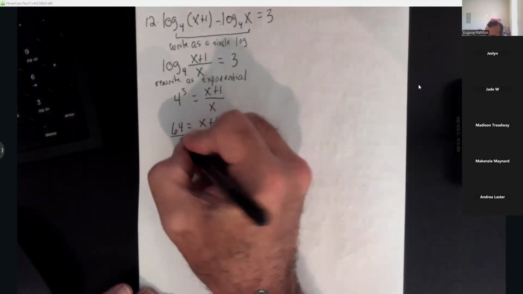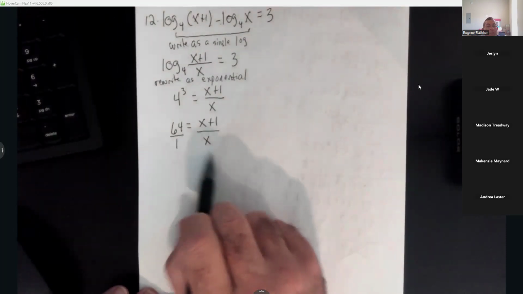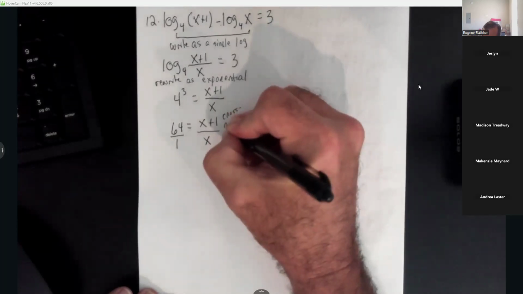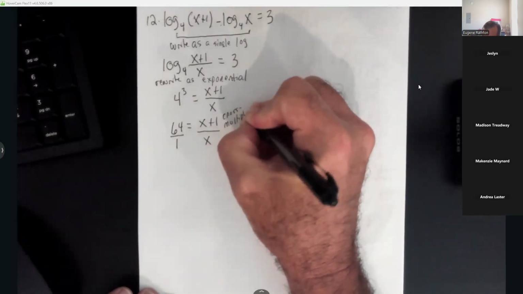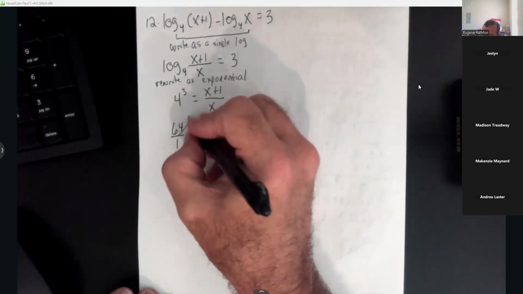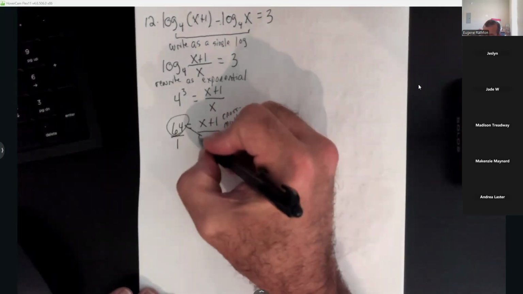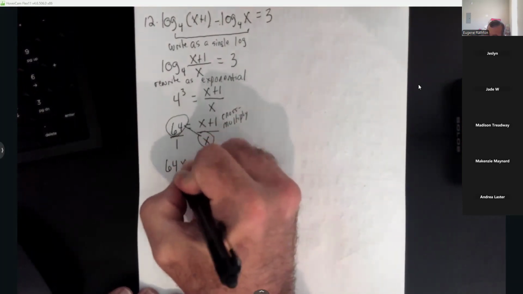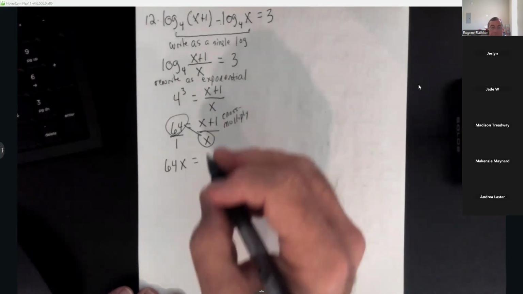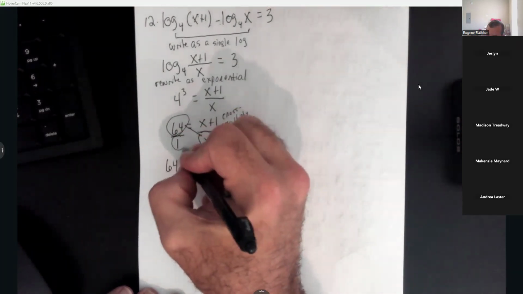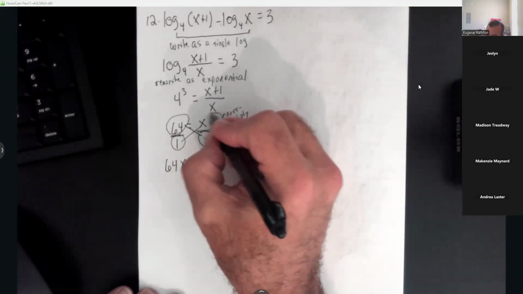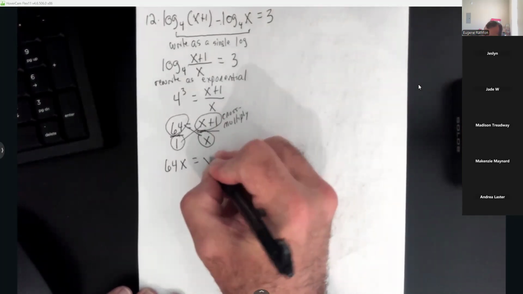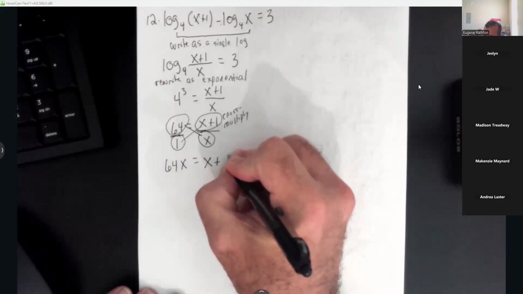And y'all, at this point, I would put a 1 under the 64, and I'm going to cross multiply. So this 64 multiplies times the x. So that's just going to give me a 64x. That's going to equal the other side, which is a 1 times x plus 1. Well, 1 times x plus 1 is x plus 1.